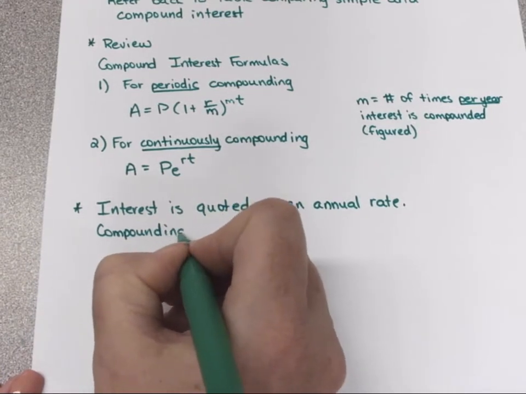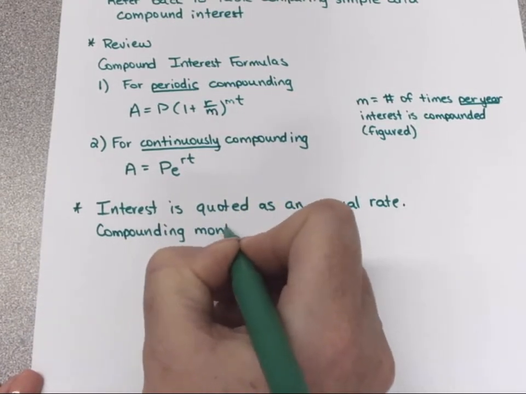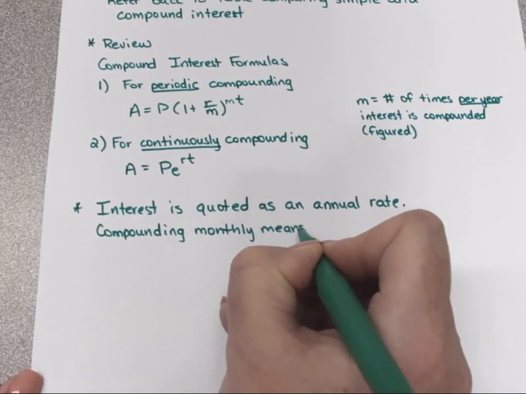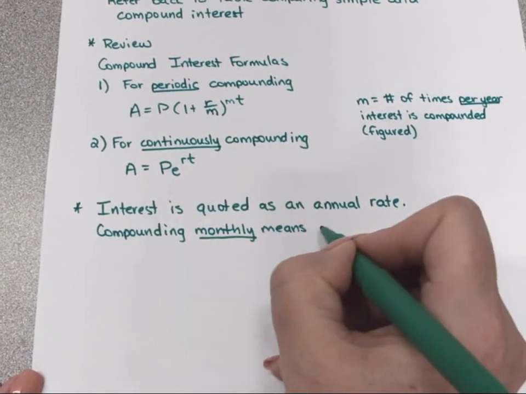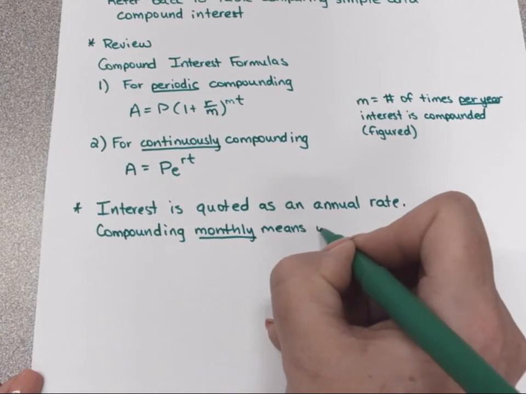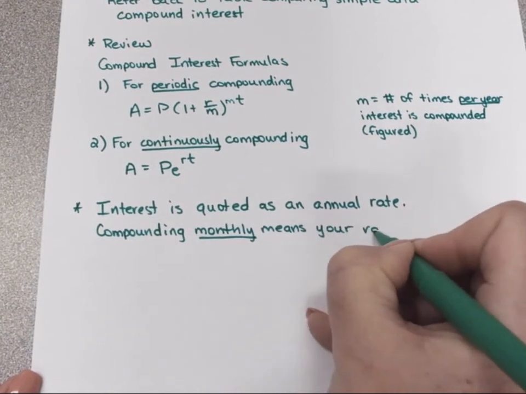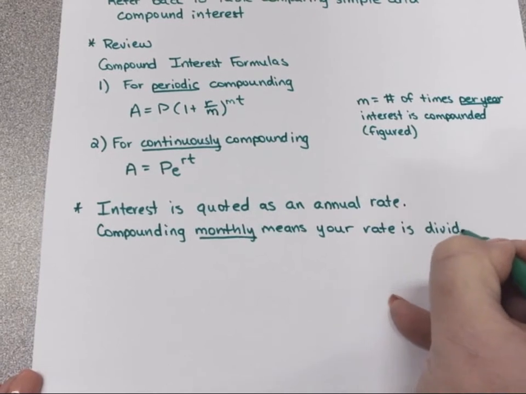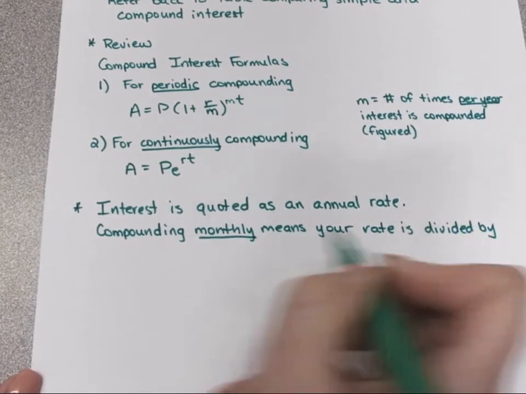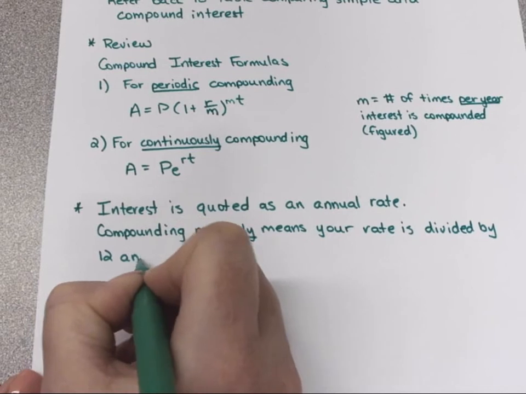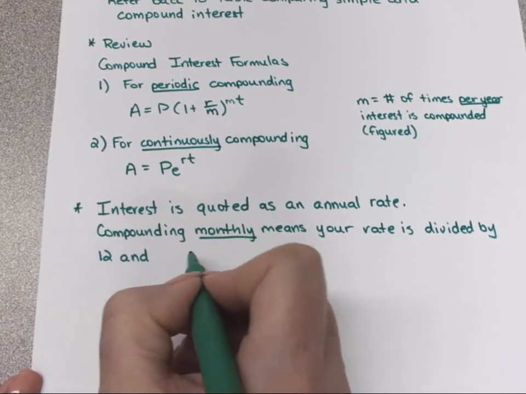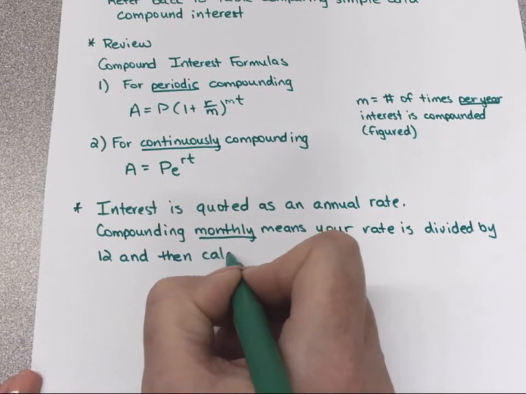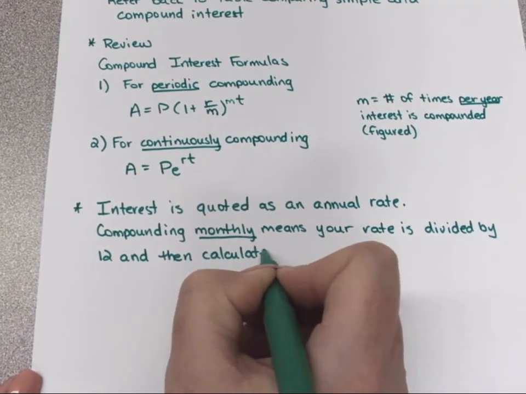Okay, so let me show you what I mean by what they'll do with your interest. So compounding monthly. So this is just for monthly. Compounding monthly means that your rate is divided by 12. Why is it divided by 12? 12 months in a year. Okay. And then it's calculated monthly.